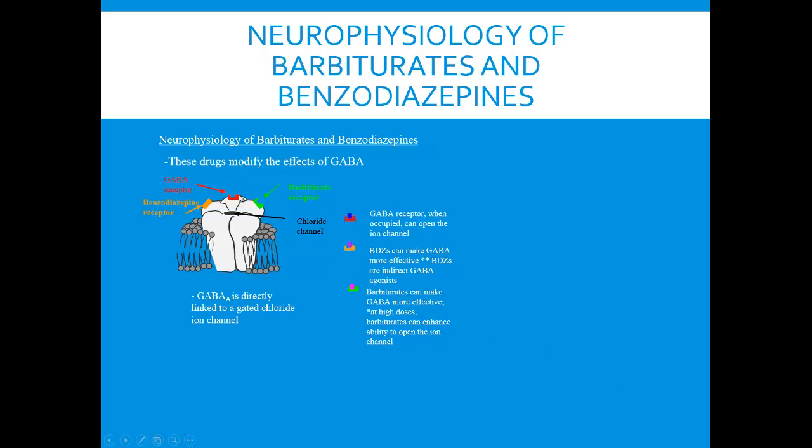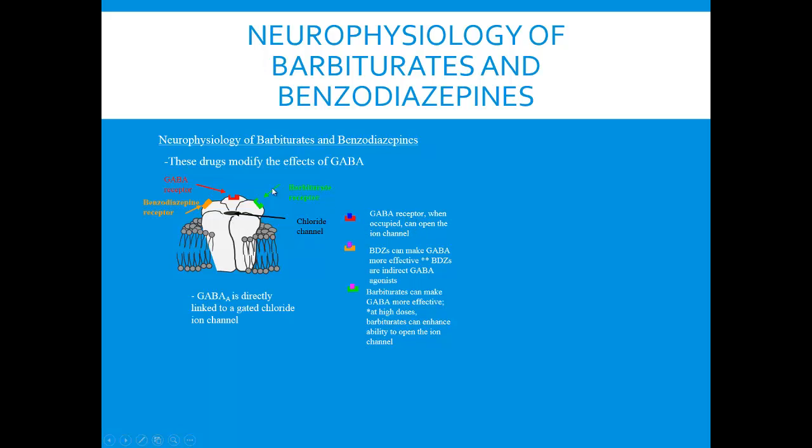And on this receptor, you actually have a spot for GABA. Okay? You have a receptor specifically for barbiturates, and then you have a receptor for benzodiazepine drugs where they will bind. And then, of course, in the middle of this pentamer is the chloride ion channel.